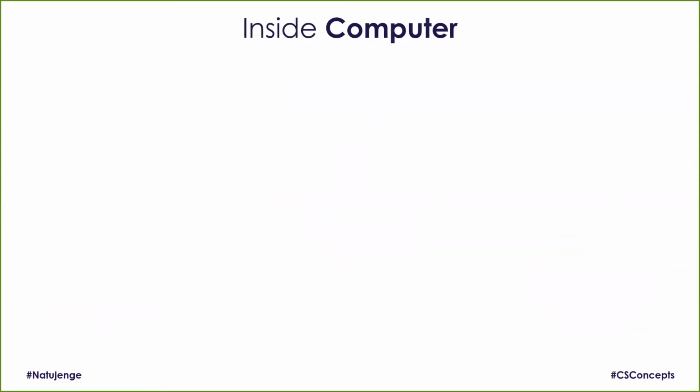Now that we know what a computer is, we'll go inside the computer and look at a hypothetical computer called Natujenge computer. This is not a real computer, but it will help you appreciate some of the key concepts that we're looking at. This is based on a von Neumann architecture. Von Neumann was a guy who came up with an architecture for a computer.